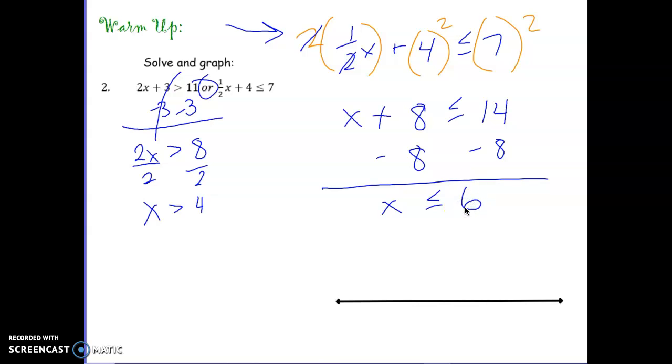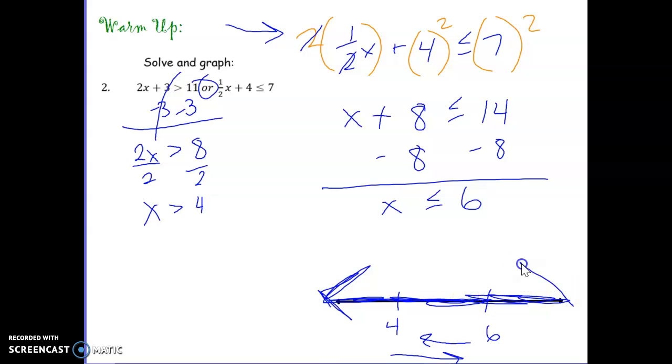x is less than or equal to 6. Okay, so this is an OR question. I want to graph all the things that are greater than 4, which means they're going to go this way. I also want to graph all the things that are less than 6, which means it's going to go this way. So remember, OR means anything that is in either one of them. So anything that makes x is greater than 4 true needs to be in my solution set. At the same time, anything that makes x is less than or equal to 6 true is going to be in my solution set. Well, all the things less than or equal to 6 are here, and all the things greater than 4 are here.